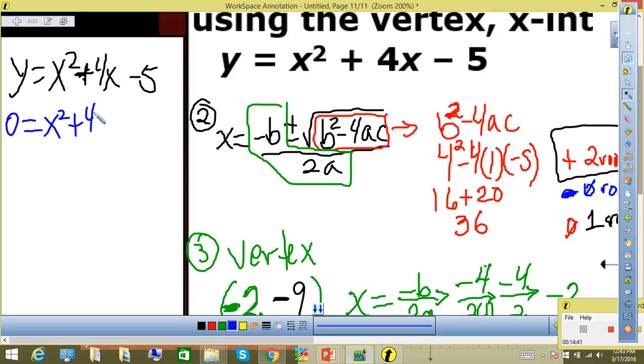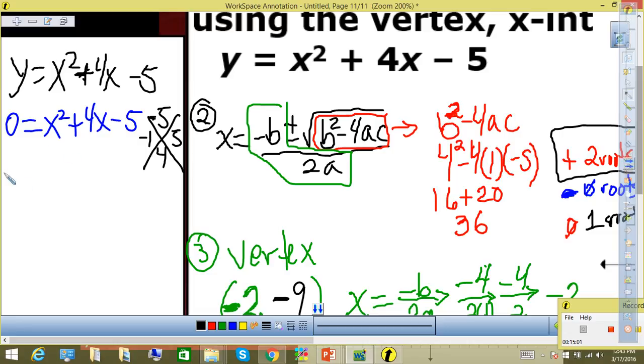X squared plus 4x minus 5. All right, so let's factor. Do we have a GCF? No, so let's do negative 5 and 4. What factors of negative 5 add up to 4? Negative 1 and 5. So let's rewrite this. 0 equals x squared. What goes next? Negative 1x. What else? Plus 5x. What else? Minus 5. For those of you that forgot, we're rewriting this, but instead of writing 4x, we write the factors that we found.